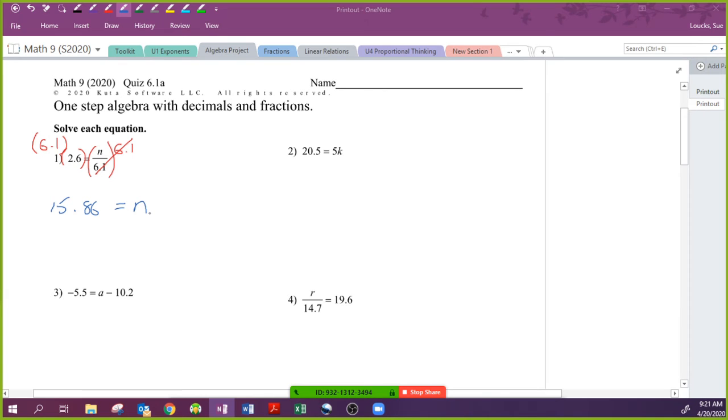Some of you did rewrite it, putting an extra line in here of 6.1 times 2.6 equals n, and that's okay, but not necessary. All right.